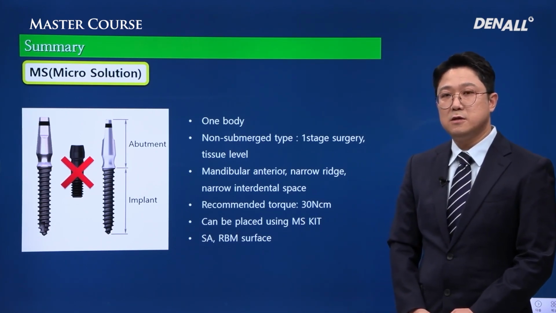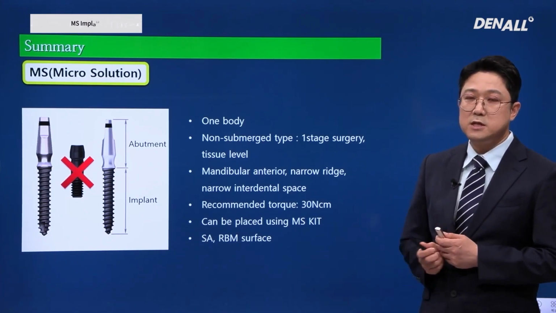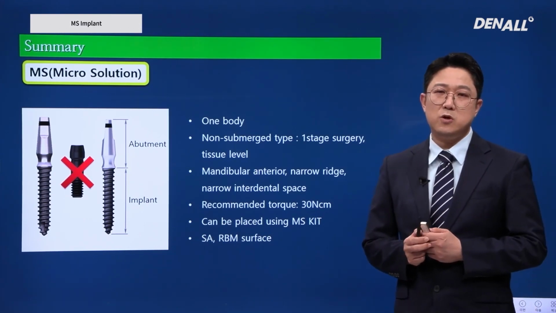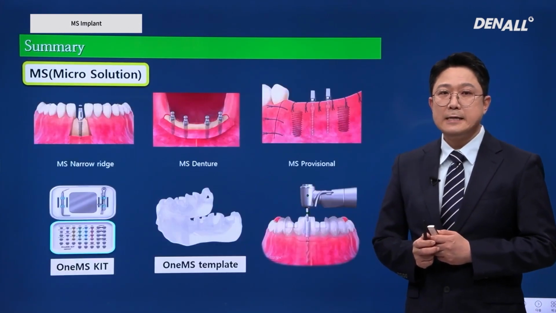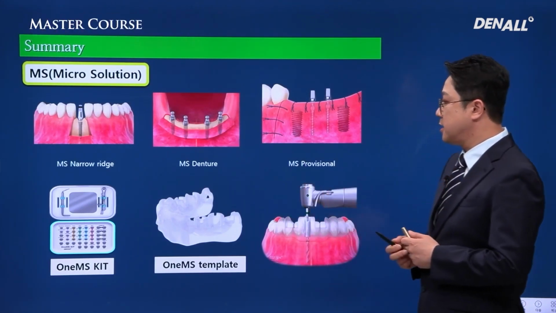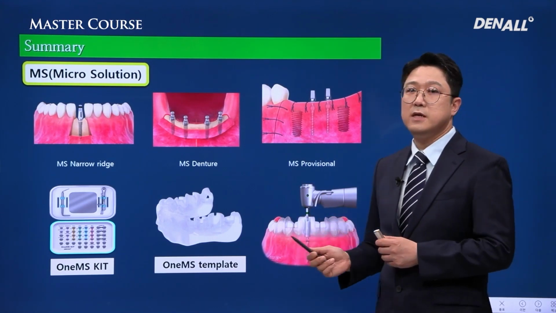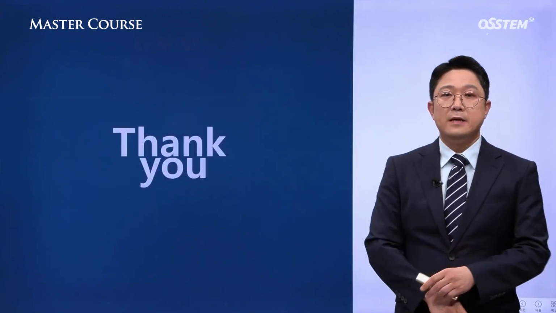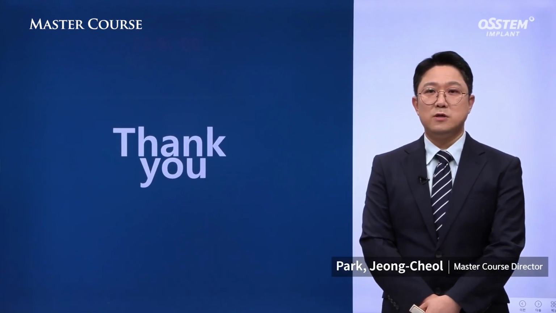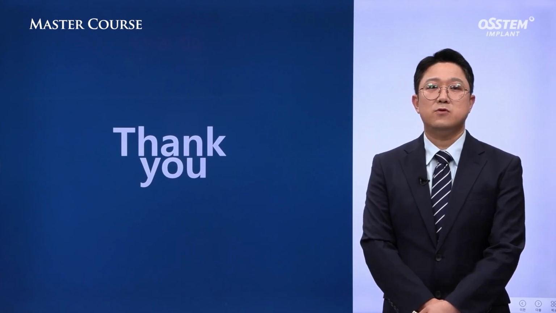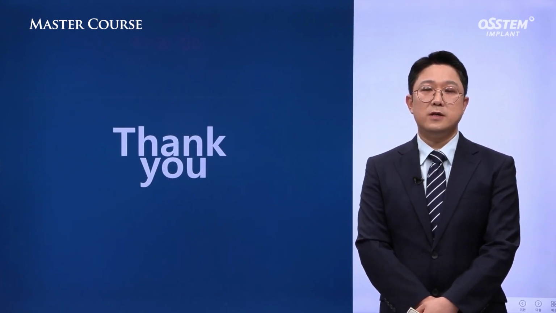The MS implant is one body, so it is important to get good primary stability. There are 3 different types in the MS implant. If you use a guide, you'll be able to get very good help. There's a lot more that I would like to discuss, but because of the limitation of the lecture being held online, if you go to the offline master course, you'll be able to learn much more and do hands-on practice as well.